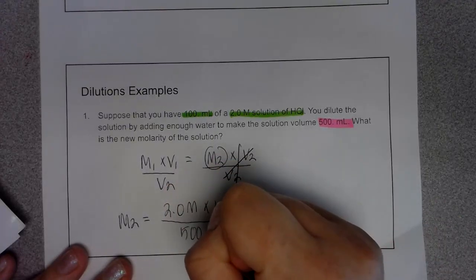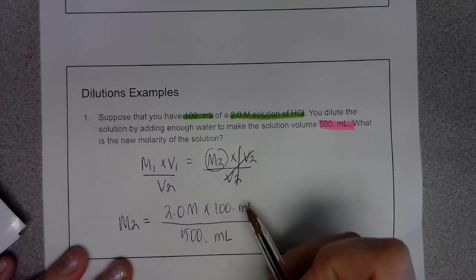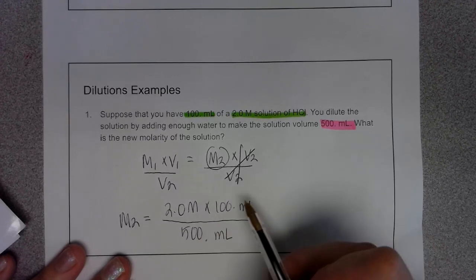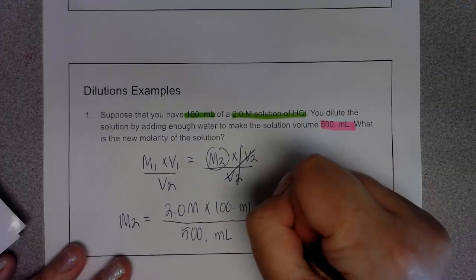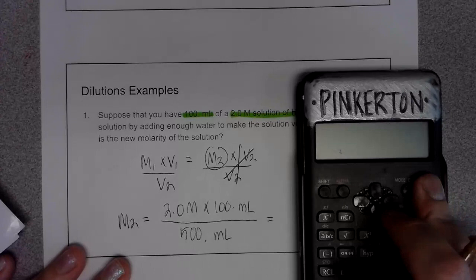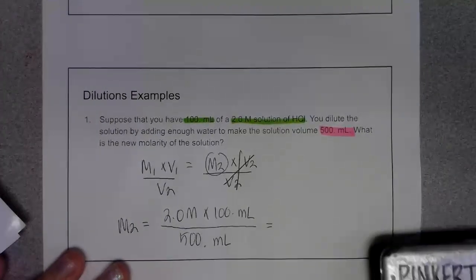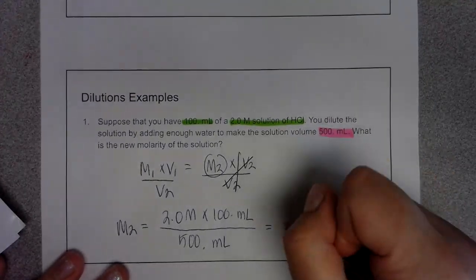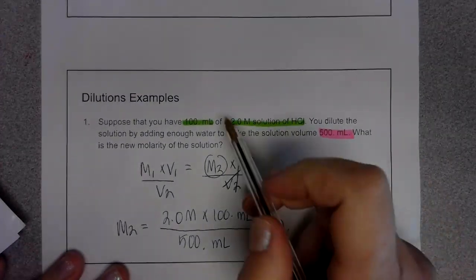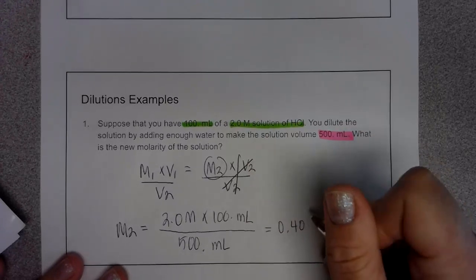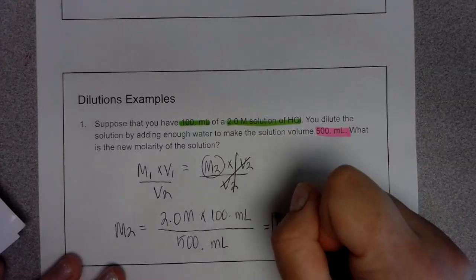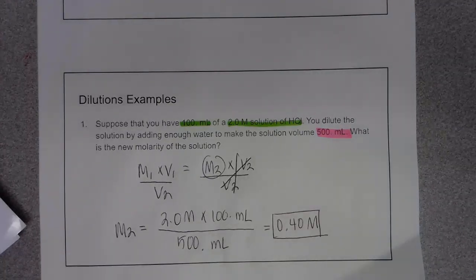And I can leave these both as milliliters because they are both milliliters. If one was milliliters and one was liters, I would convert them both to liters. So we have 2 times 100 divided by 500, which is 0.4. And I want two significant figures at least, so I'm going to say 0.40 molar.